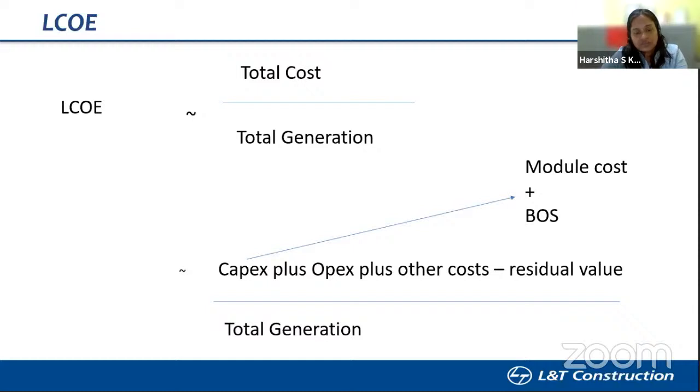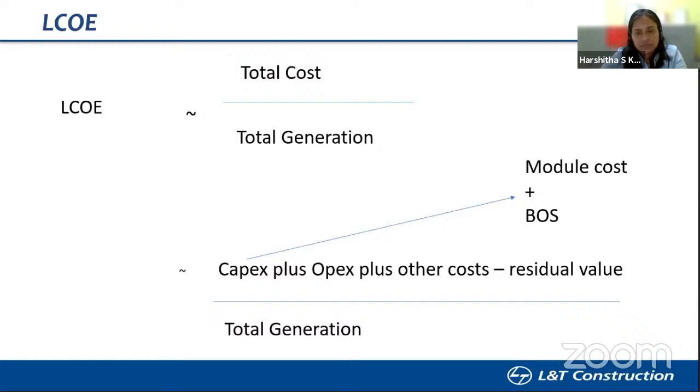So in terms of cost, further you have the capex and the opex and a few other financial costs as well as some residual value. And generation again depends on the performance. So the module, being the core equipment of the plant, plays a vital role in determining the capex as well as the generation. So the capex, further, we divide into module cost, which forms the major portion, and then the BOS.